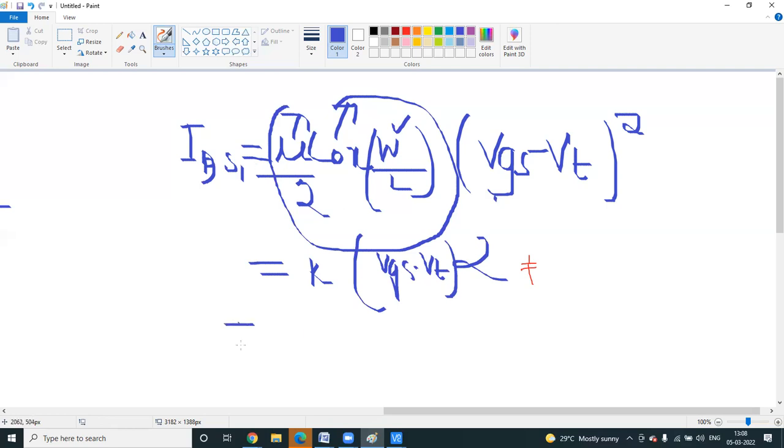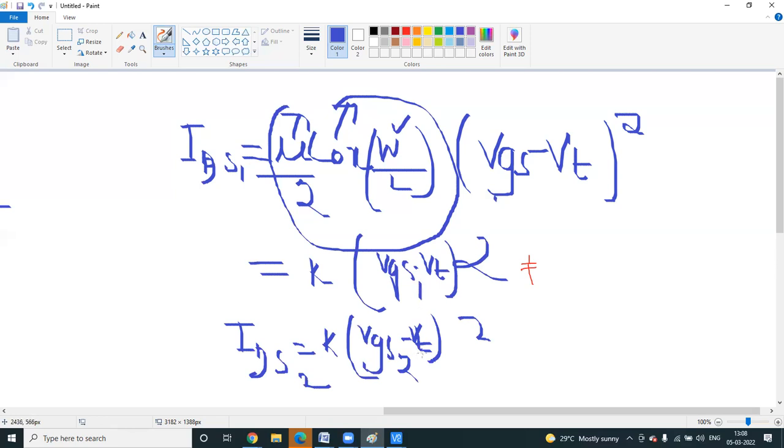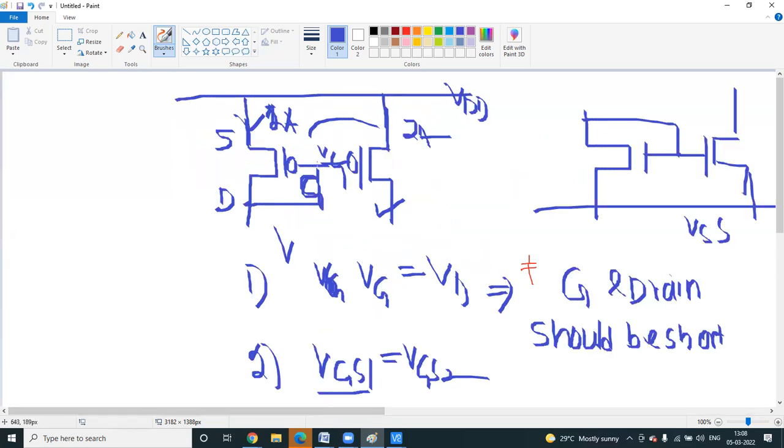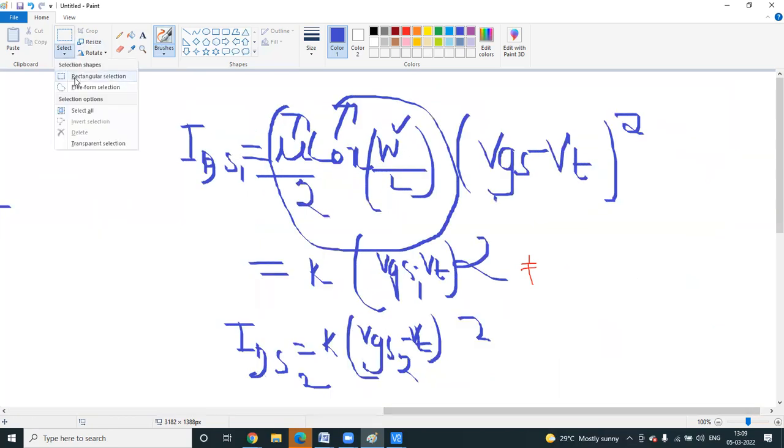The second current, IDS2, equal to K (VGS2 minus VT) whole square. The threshold voltage is the same, since we connected them at one point, so VT is also the same. VT same, VGS same. And why VG equal to VD? What is the condition for the saturation region? You understand this. The current should be the same, so that's why VG is equal to VGS2.